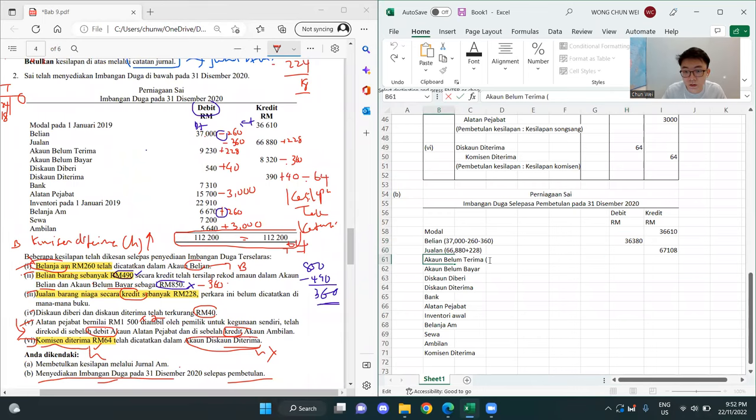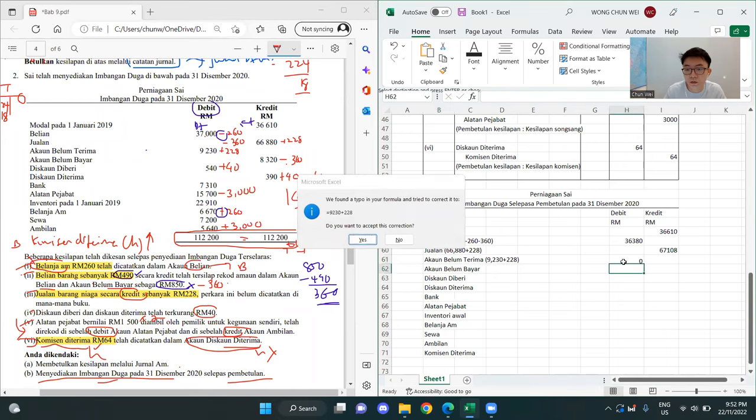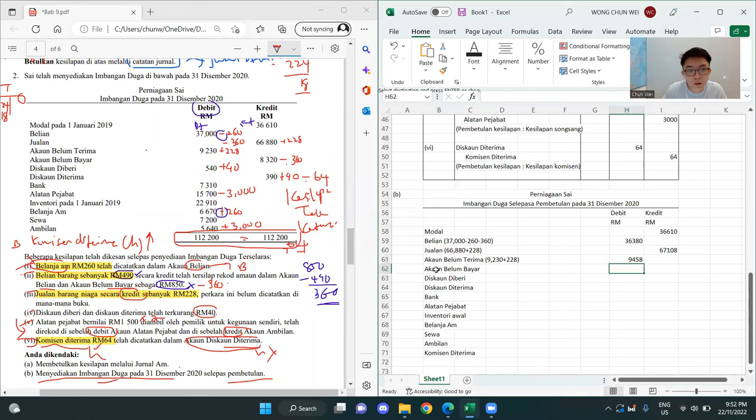Okay, your ABT is 9230 plus 228. ABT is on the debit side. Account volume by 8320 minus 360.